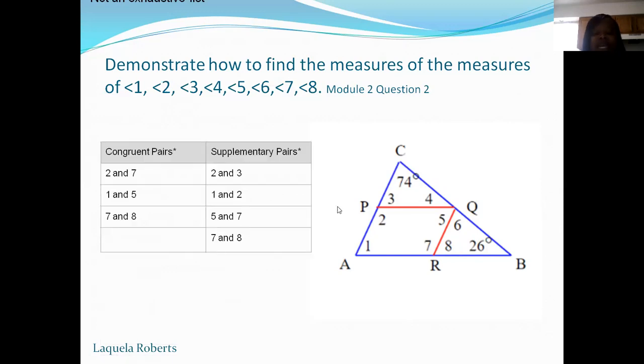And as we can see here, we have our chart again that's showing us our congruent pairs, which are 2 and 7, 1 and 5, 7 and 8. And also we have our supplementary pairs, 2 and 3, 1 and 2, 5 and 7, 7 and 8. So this will let us know what our angles are.